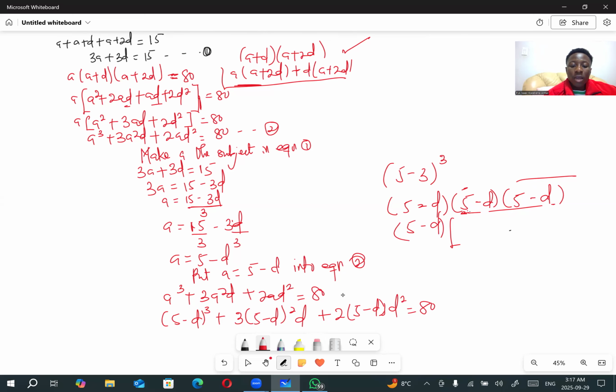So 5 times 5 is what? 25, minus 5D, right? Because this 5 will multiply everything there. Then let's come to minus D. To also multiply that, it will be minus 5 times D. Minus times minus is plus, D squared, isn't it? You have 5 minus D.